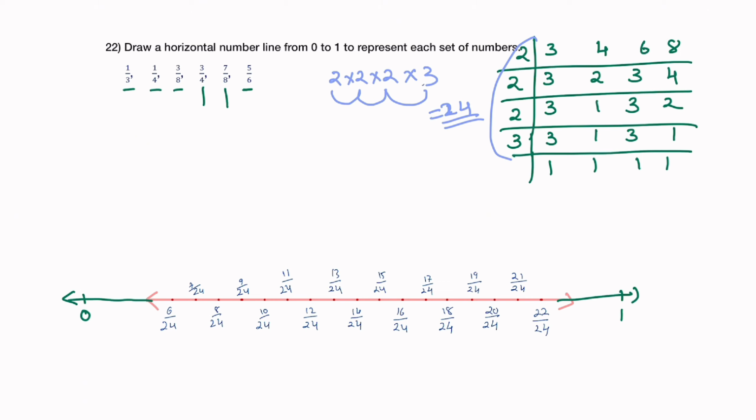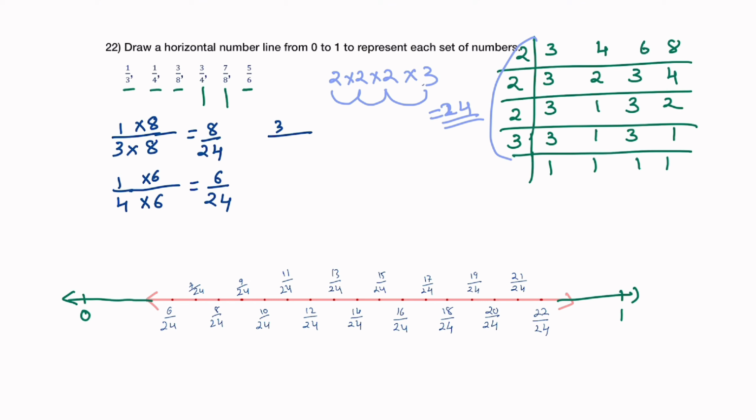Here we are going to convert each of the denominators into 24. So that's the next step for us. So it's 1 upon 3. For 3 to become 24, we need to multiply with 8. So this is what we do. So that is 8 upon 24. The next one, 1 upon 4. 4 to become 24, multiply with 6. So that is 6 upon 24.